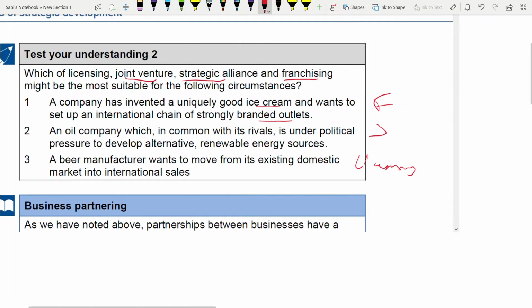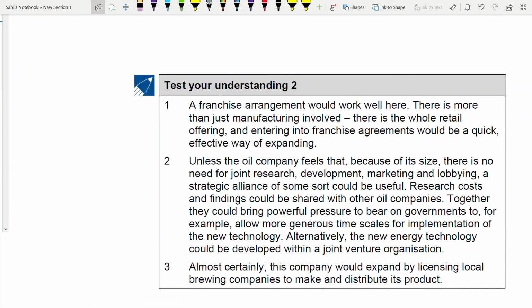So the first one is ice cream. Here, a franchise agreement will work, because this is the quickest way they can do expanding in this case. Second, regarding the oil company, if there is no need for joint research and development, that means joint venture, then you can go for strategic alliance.